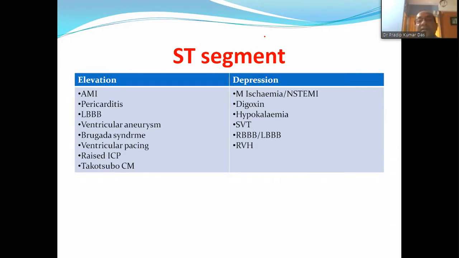In case of left bundle branch block, some leads show associated ST depression, and right ventricular hypertrophy.